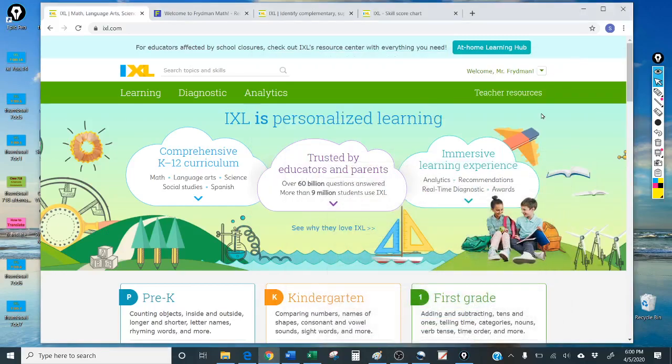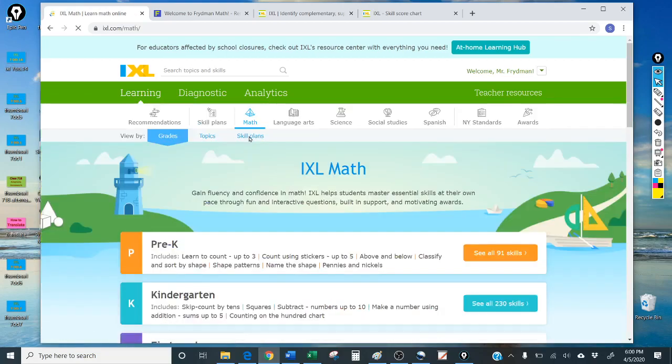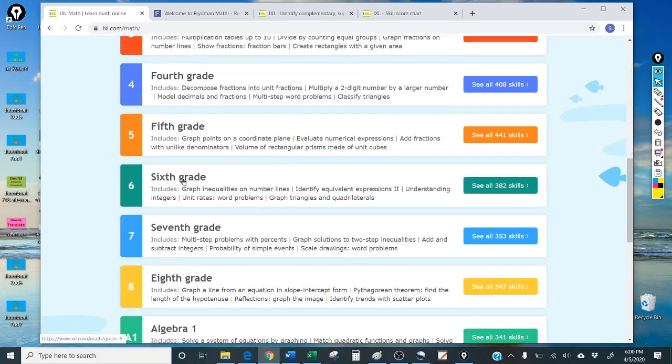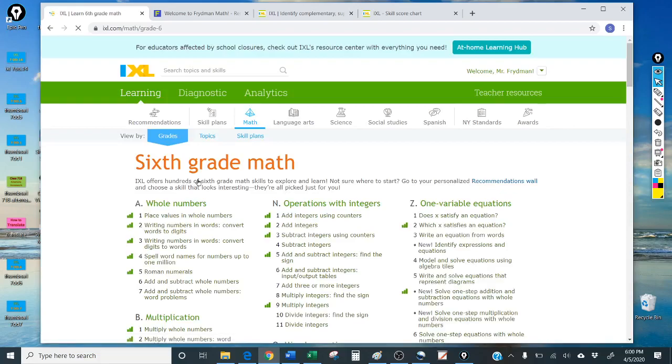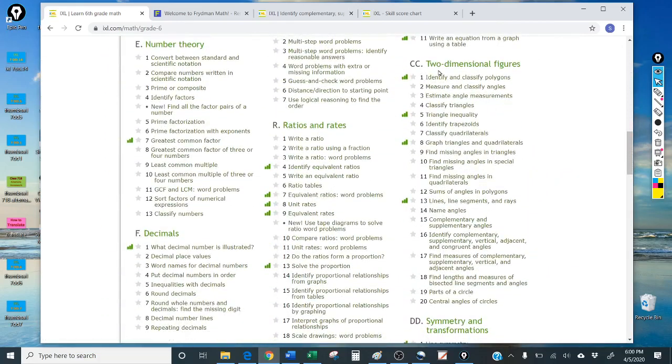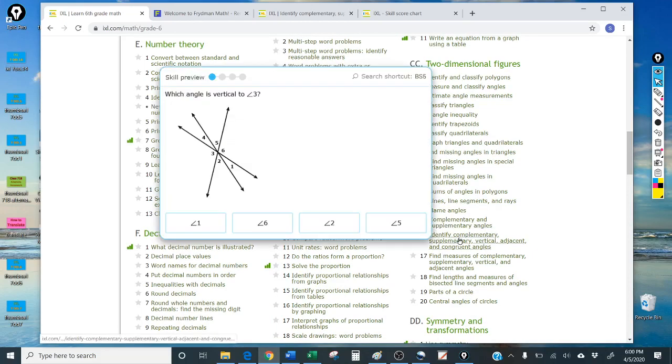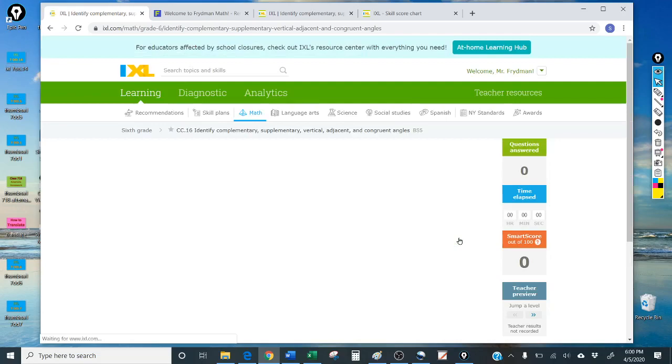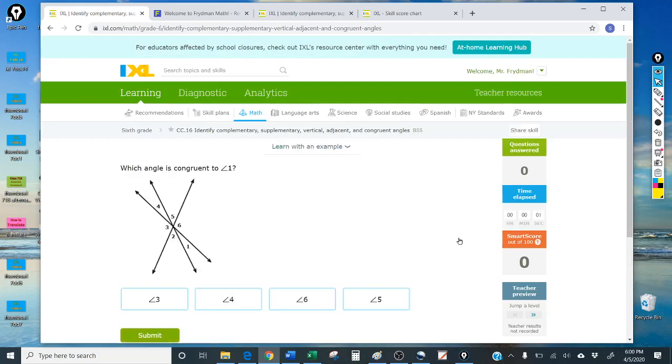Hi, everybody. Let's do IXL 6th grade CC.16. Go to Learning, go to 6th grade, then go down to CC.16 Identify Complementary, Supplementary, Vertical, Adjacent, and Congruent Angles.